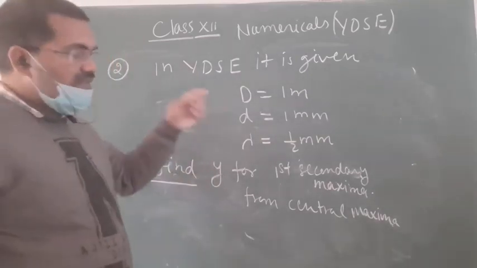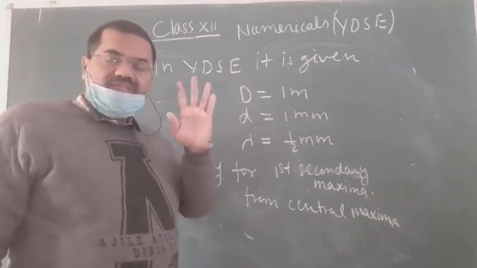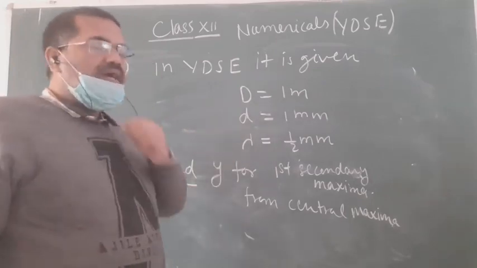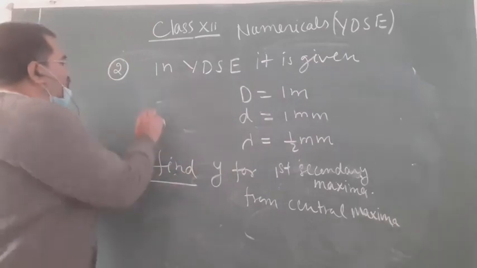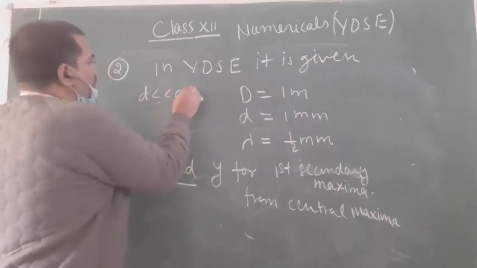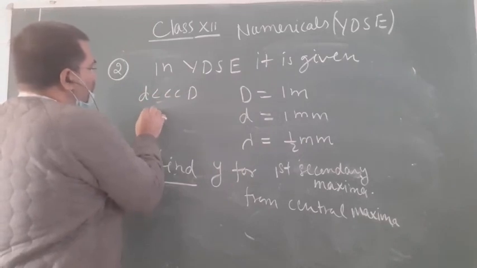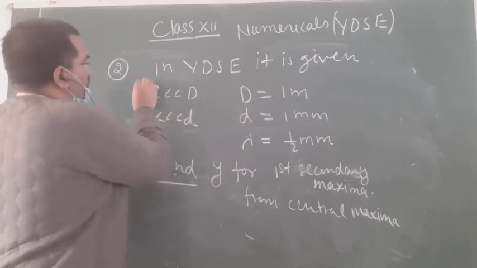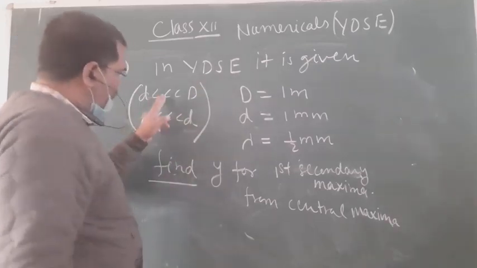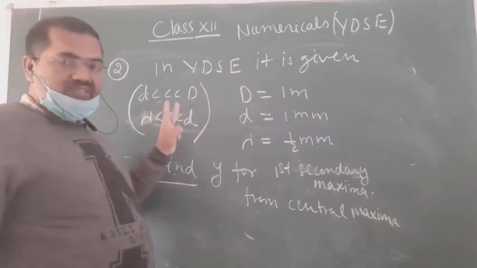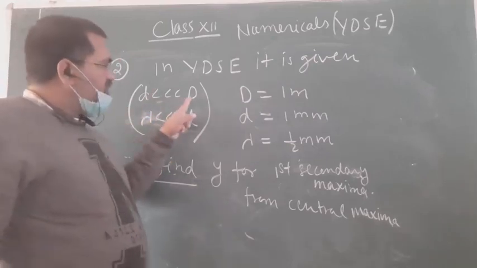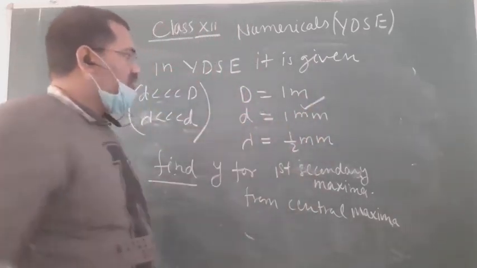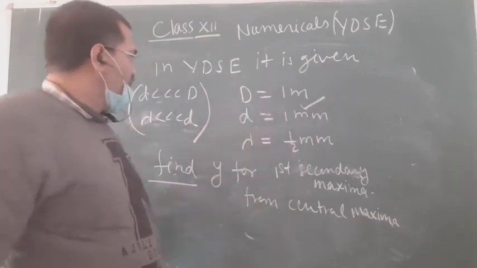So listen, there are two assumptions. One assumption is small d much smaller than capital D, and the other is lambda is much smaller than small d. In this case, there are two assumptions. Small d much lesser than capital D. Yes, it is correct. Small d is 1 millimeter, capital D is 1 meter. So small d is much smaller than capital D.